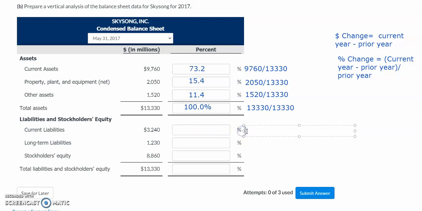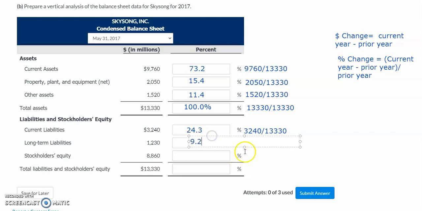For our current liabilities, we're going to take each line item and divide that by the total liabilities and stockholders' equity. So we can see that our current liabilities are 24.3% versus our long-term liabilities, which are going to be 9.2%.